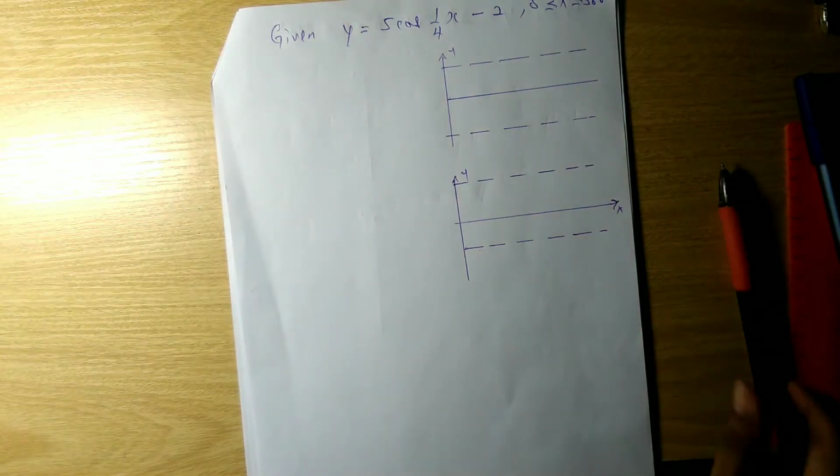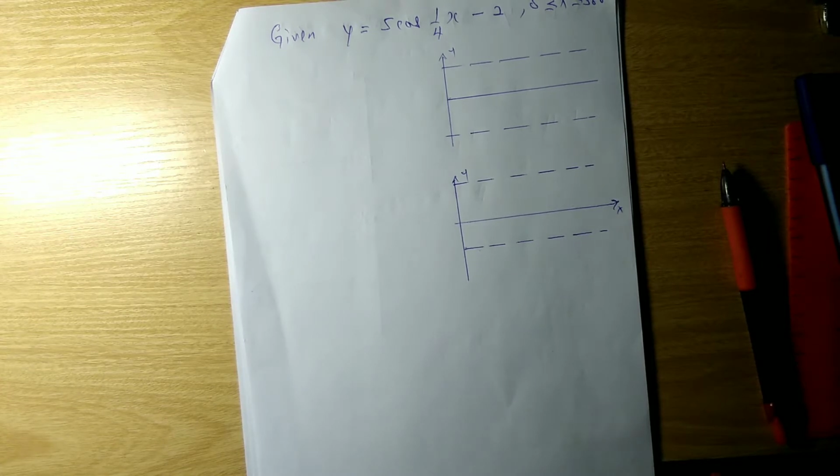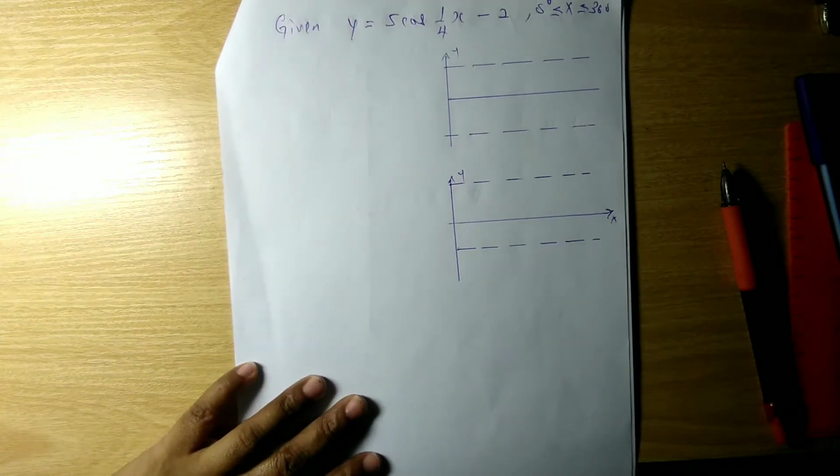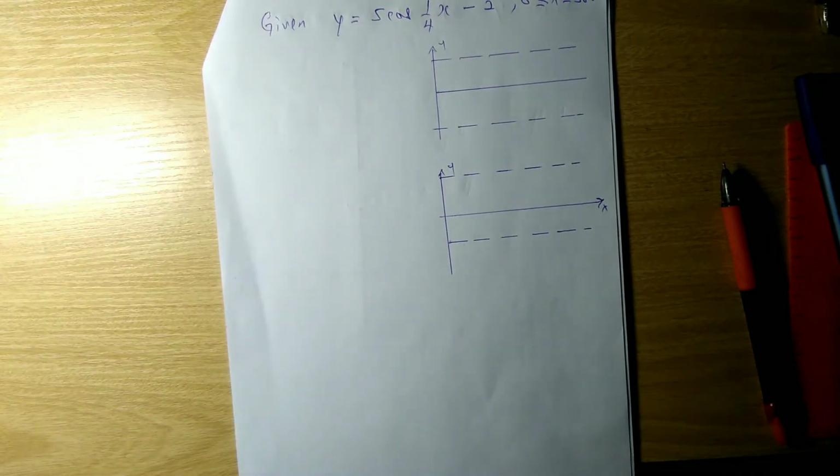Hello. Right, we move on to the next part on graphs. This is just another example of how we sketch our graph for the three different functions that we have seen earlier on, which are sine, cosine, and tangent. We look at one more question today.